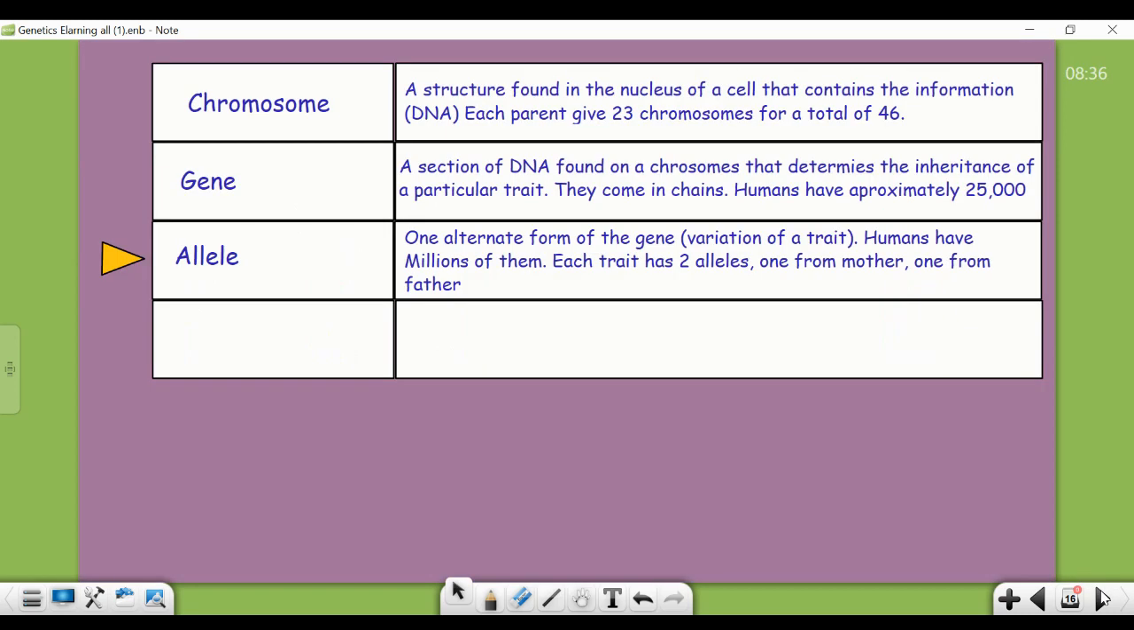An allele. Don't let this word confuse you. So chromosomes, what we find inside the nucleus. That's the little X shape. The gene is just sections of DNA found on the chromosome. An allele means a variation of that gene, a difference, a variation of a trait. We have billions of variations because not everyone has the exact same hair color, the exact same eye color, the exact same skin tone. It's different, and that is an allele. It's a variation that was provided from our parents.